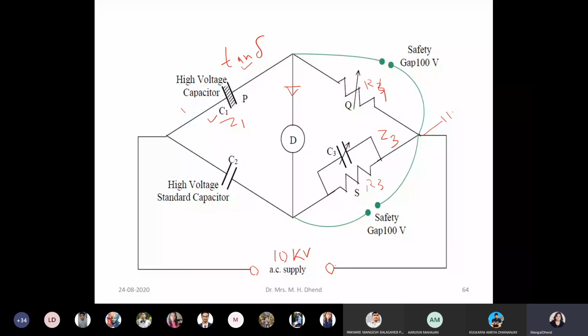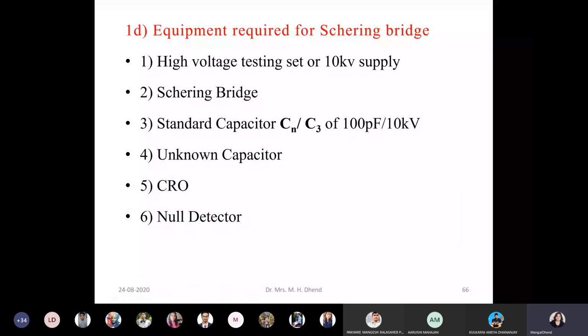So don't forget that high voltage circuit. It is common for a number of experiments. So a high voltage testing set or 10 kilovolt supply means definitely you will require a high voltage transformer whose secondary will be 10 kilovolt, or we can use an 80 kilovolt transformer and we can produce 10 kilovolt. Okay. Then for the Schering bridge you will require all these four components.